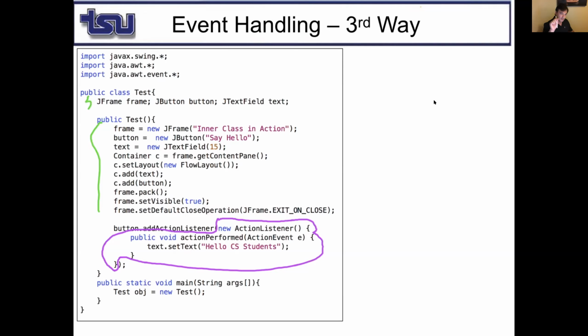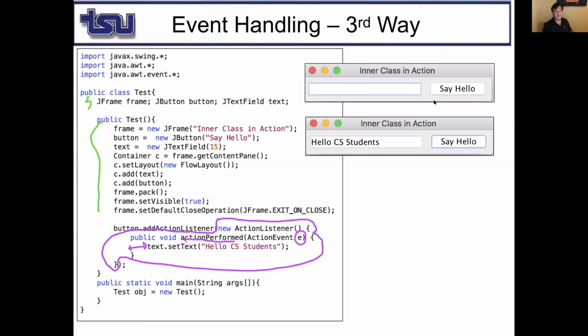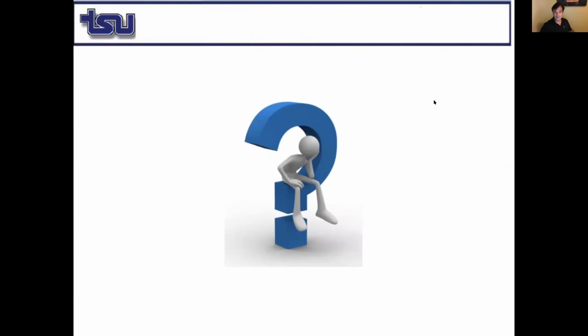So whenever someone clicks on the button, it's going to generate an action event E, and it's going to make a call to the action performed method of the input object. Therefore, it's going to make a call to this guy. So it will do exactly the same thing. So we have seen three different ways of implementing event handling with a simple GUI in Java.